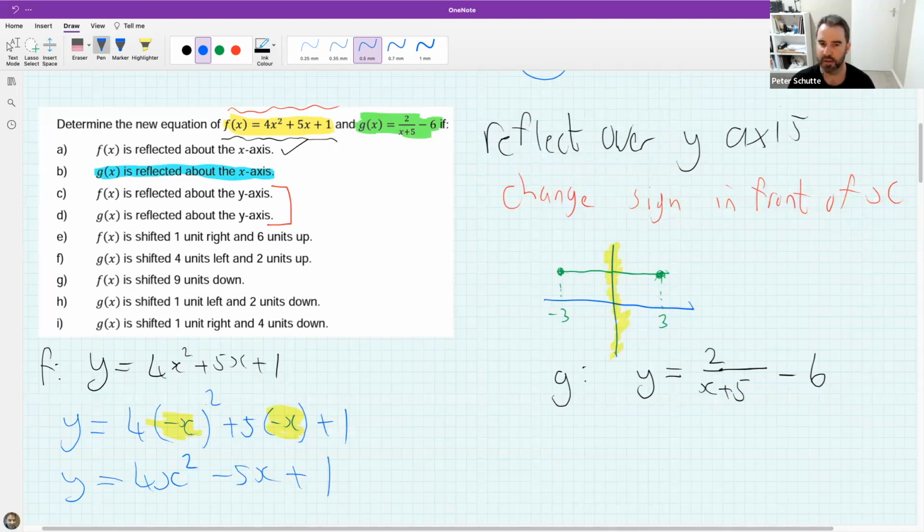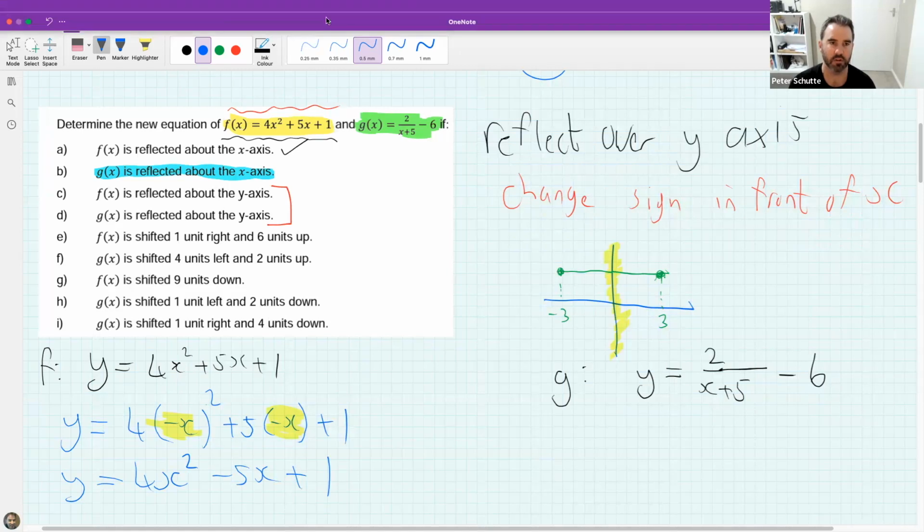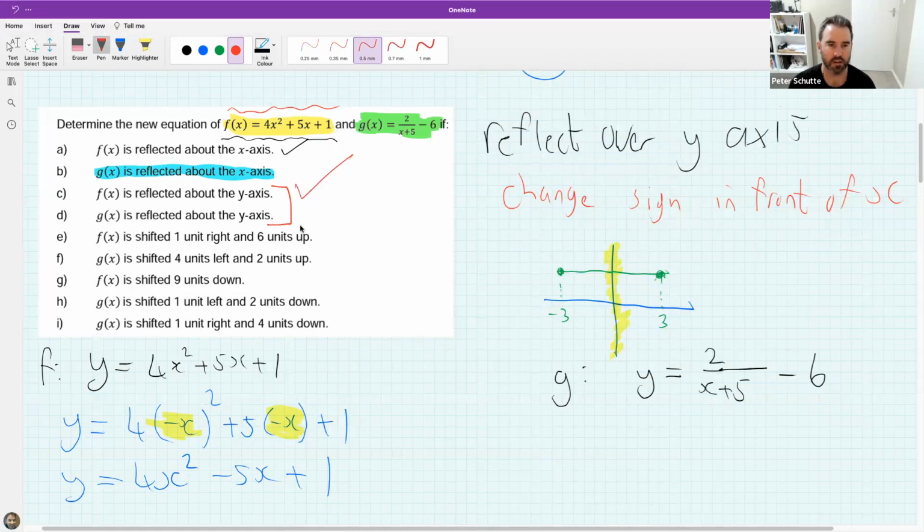Okay. See if you can do D. So we've just done C. See if you can do D, reflecting the g of x over the y-axis.